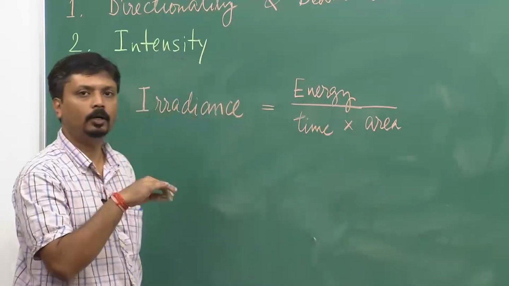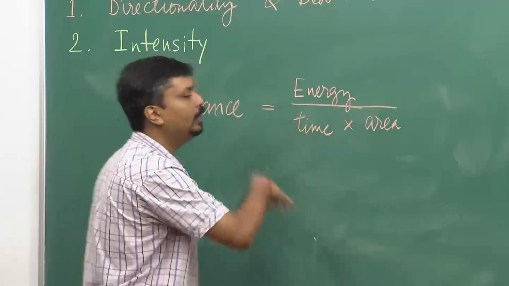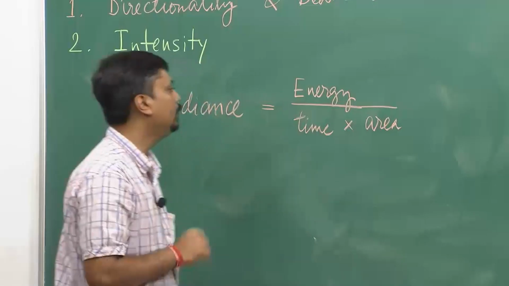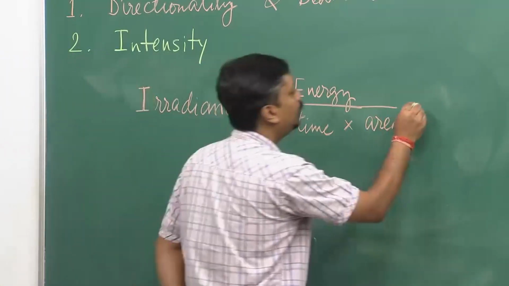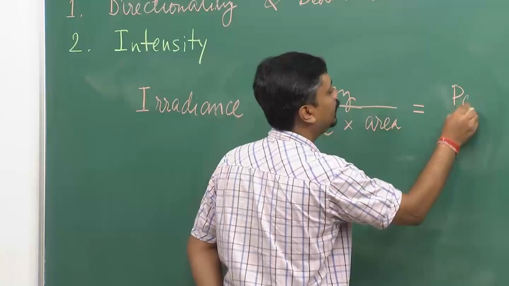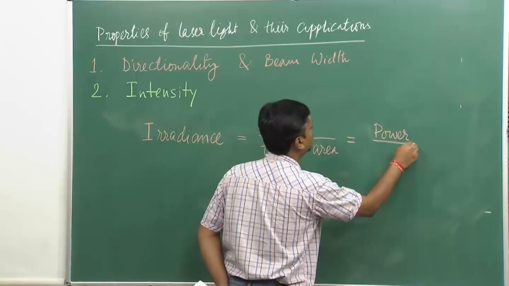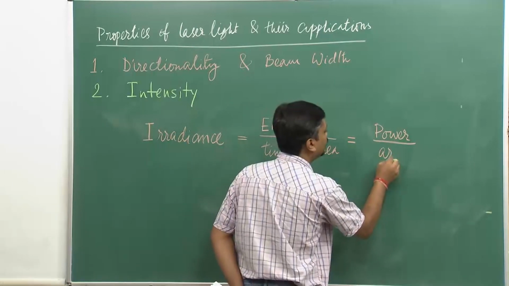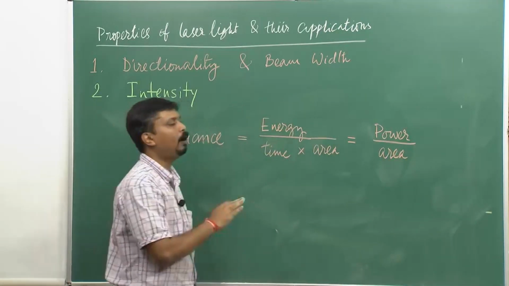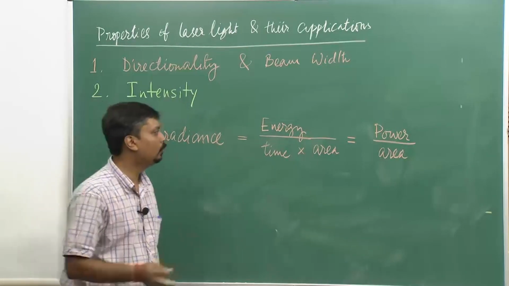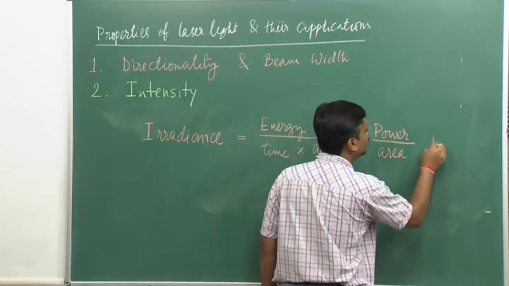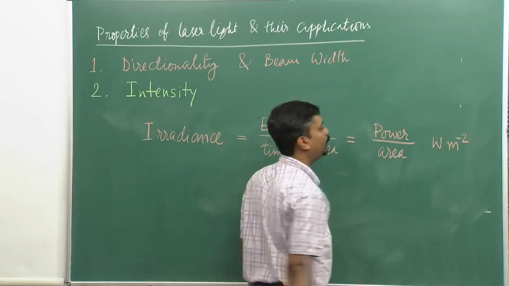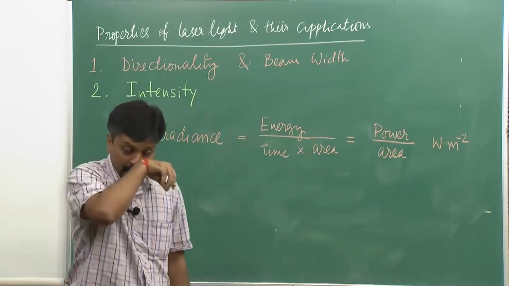This is a lot easier to quantify the intensity of a laser because they have a parallel beam going with very low divergence. So, this I can write simply as power, since energy per unit time is power, by area. Essentially this is power per unit area. So, what will be the approximate dimension? I can write watt per meter square.